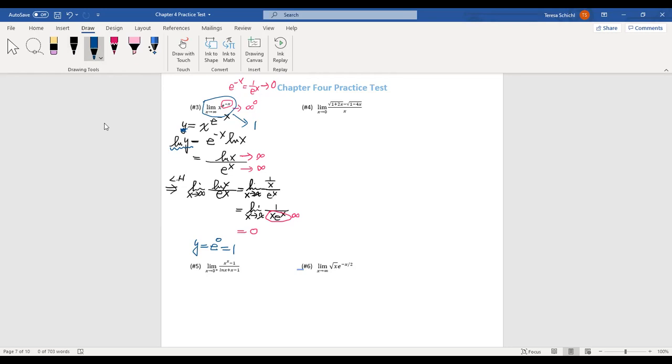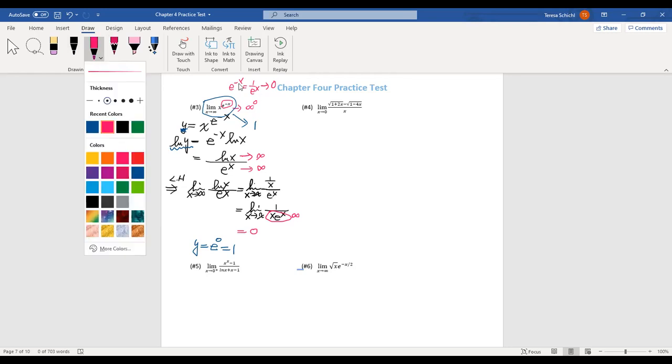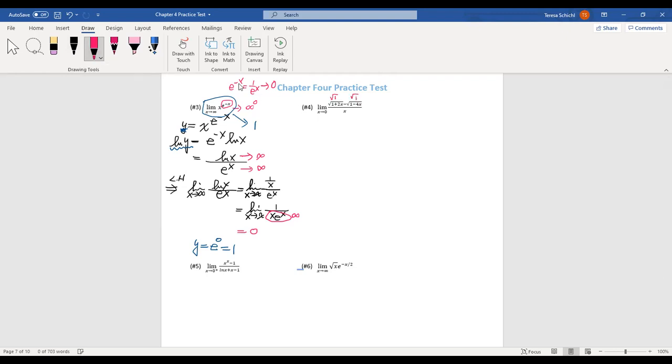Okay, so for number 4, when x approaches 0, this will be the square root of 1 minus the square root of 1. So the top is 0. And as x approaches 0, the bottom is also 0. So it's 0 over 0, right? So then you say, okay, I can use L'Hopital's rule because it's 0 over 0. Or this one will also work if you use what we learned in the limits unit. You can just take the conjugate. So let's try L'Hopital's rule and see what happens here.